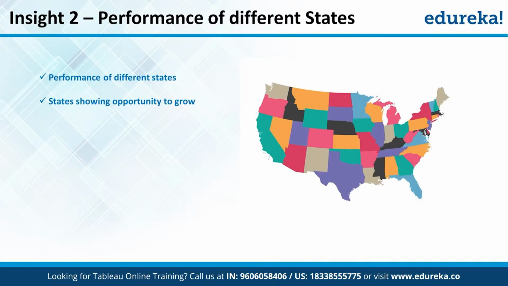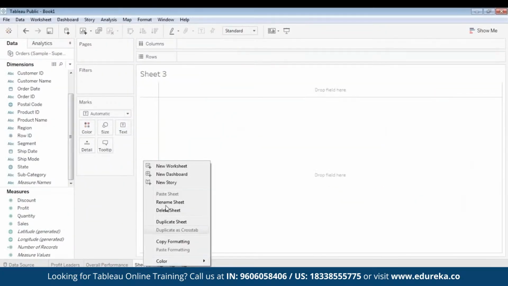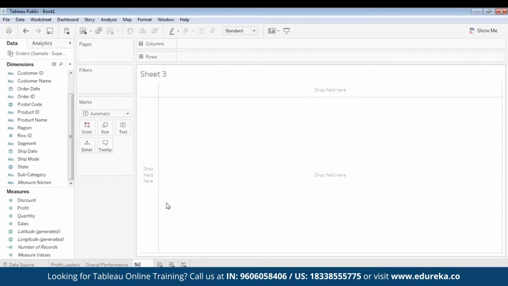So let me create a new sheet. I will rename it as scatter plot, and I will tell you why I am naming it that. The scatter plot is used to plot data points on horizontal and vertical axes, where you want to show how one variable is related to the other variable. So when you have a pair of numerical data, just like we have a pair here, sales and profit, right? And you want to show how one is related to another.